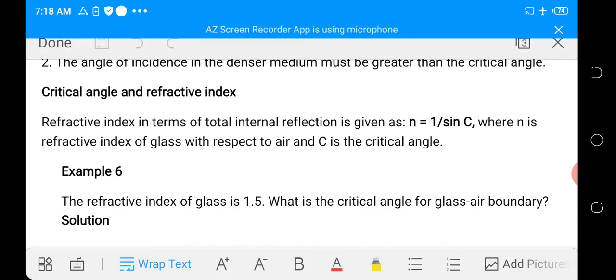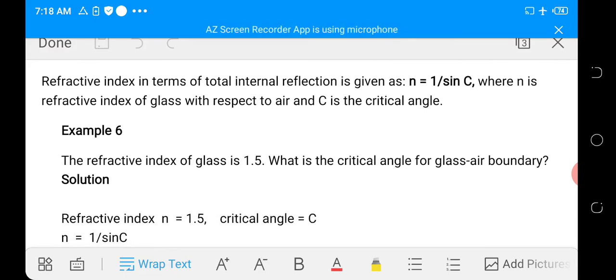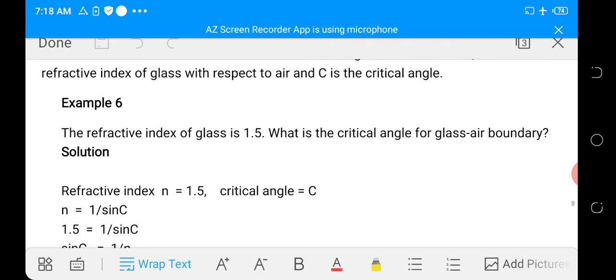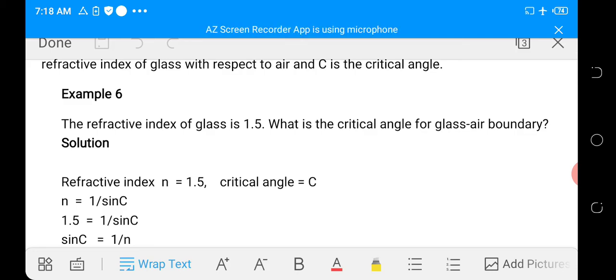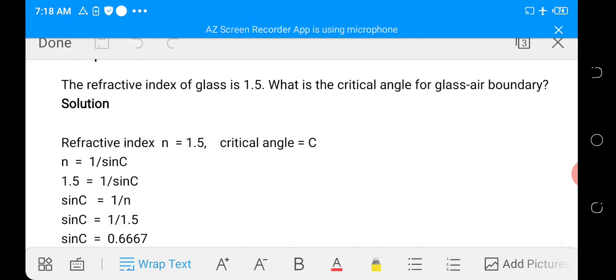So let's run through this example. This is the 6th example as far as this topic is concerned. The refractive index of glass is 1.5. What is the critical angle for the glass to air boundary? Solution. Refractive index is 1.5. Critical angle is c. So applying the formula, n is equal to 1 over sin c, 1.5 is equal to 1 over sin c, making sin c the subject of the formula. That's 1 over n, that is 1 over 1.5.